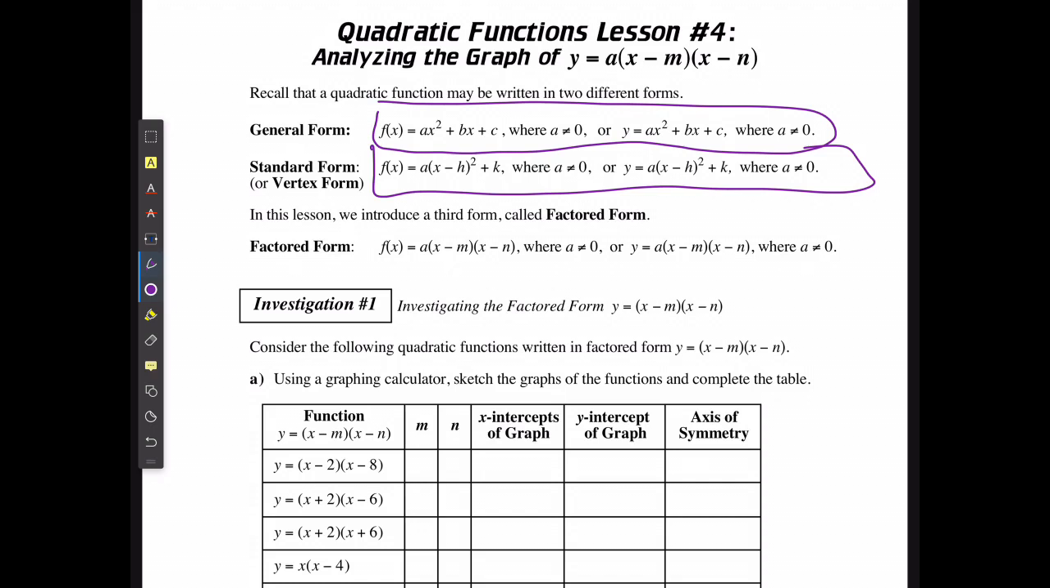The last form we're going to take a look at is this factored form, where f of x is equal to a times x minus m times x minus n, where a can't be 0 once again, because we would make it a non-quadratic if a was 0.